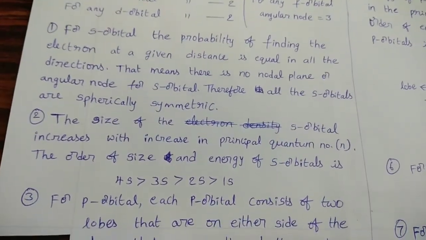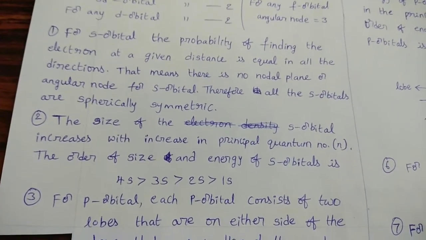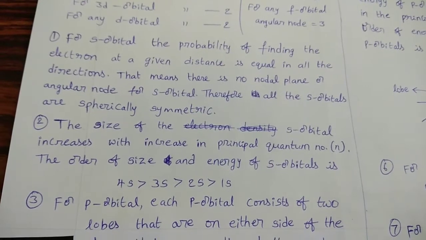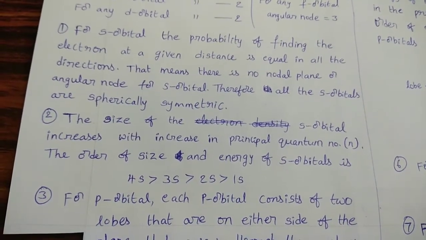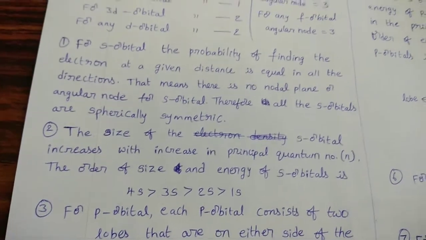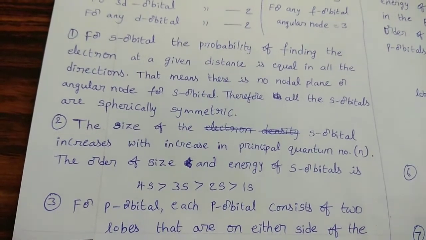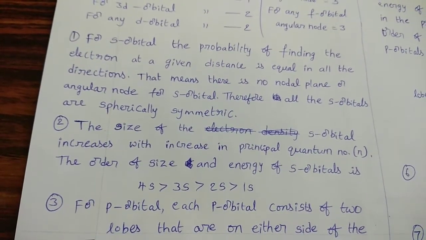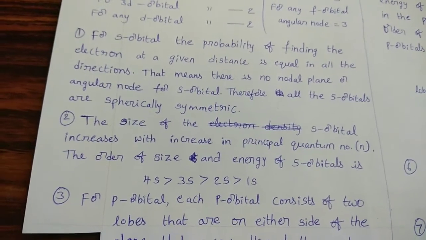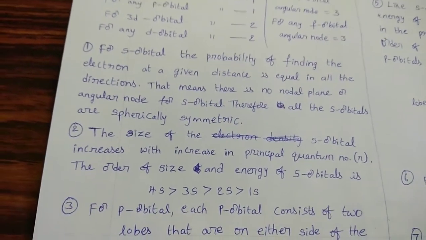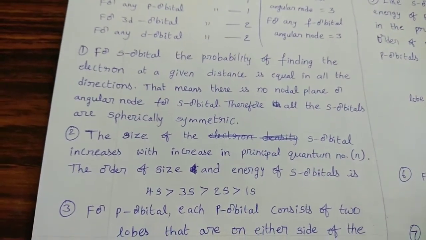And the second point, the size of the s orbital increases with increase in principal quantum number. As the principal quantum number increases, the s orbital size also increases. So compare 1s, 2s, 3s, 4s. As size increases, energy also increases. So the order of size and energy of s orbitals is 4s greater than 3s greater than 2s greater than 1s. 1s orbital size is small, having less energy. 4s orbital size is bigger, having more energy.